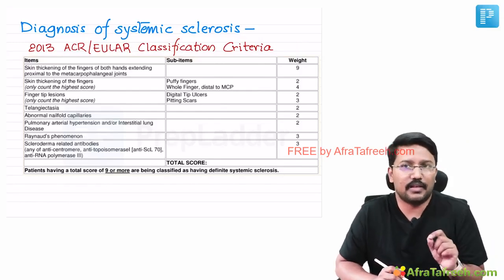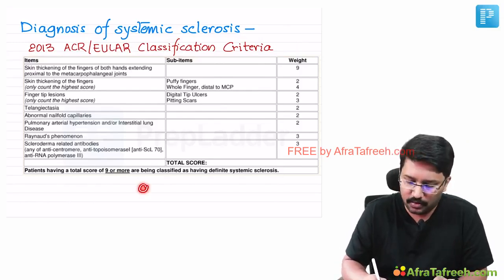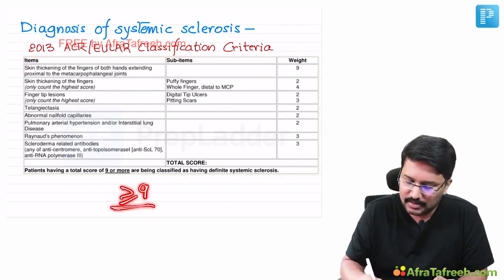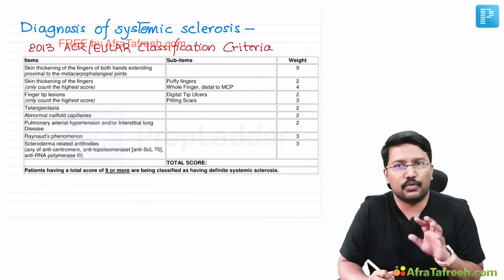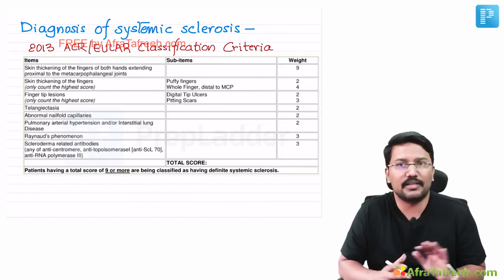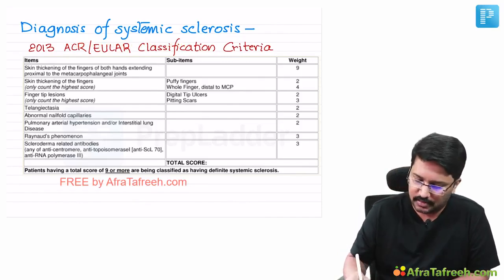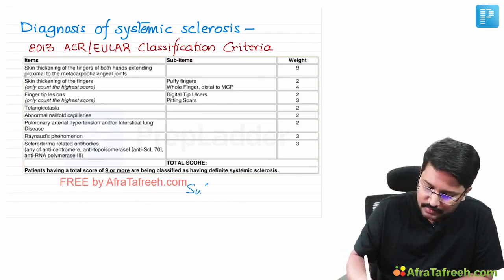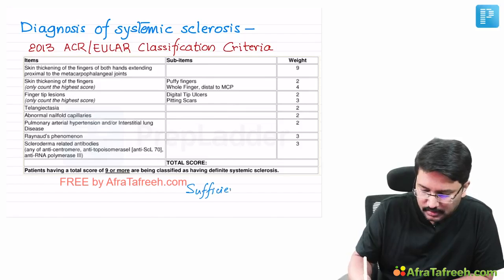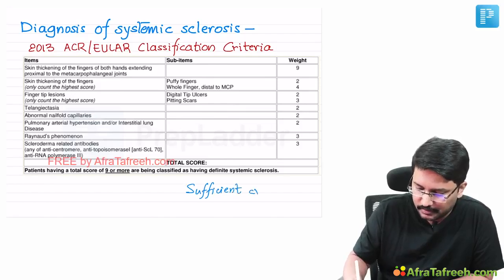Okay, so in this criteria, if patient scores 9 or more than 9, it is classified as systemic sclerosis, right? So there are 2 or 3 important MCQ areas that I want you to remember. Area number 1, something called as sufficient criteria, right? Something known as sufficient criteria. What is sufficient criteria?